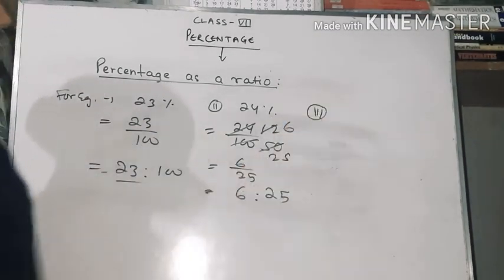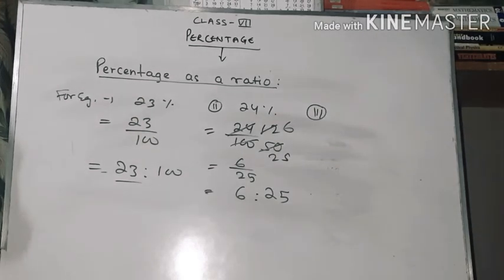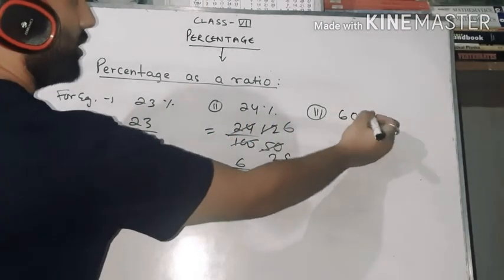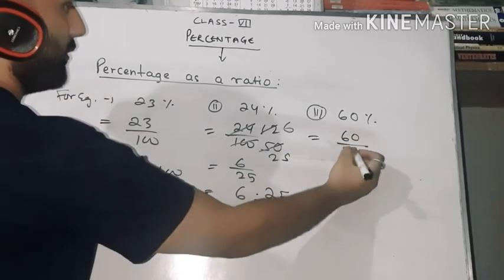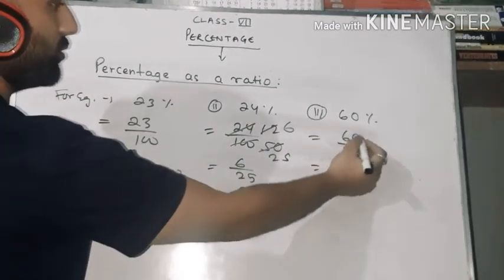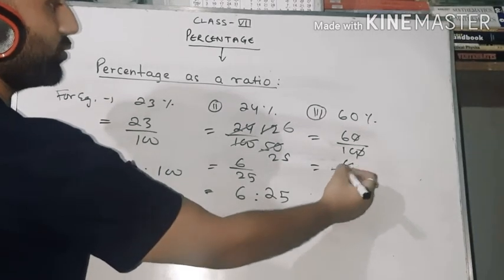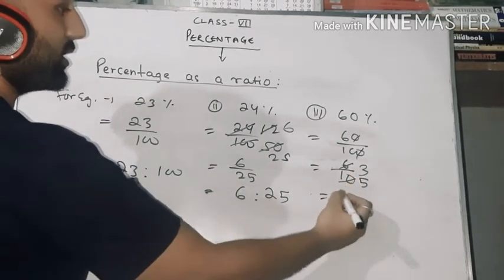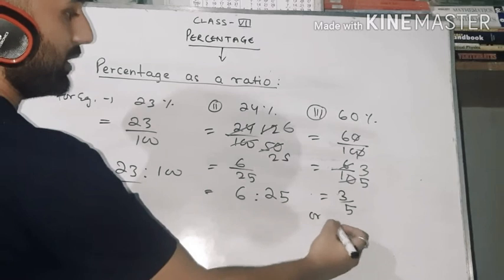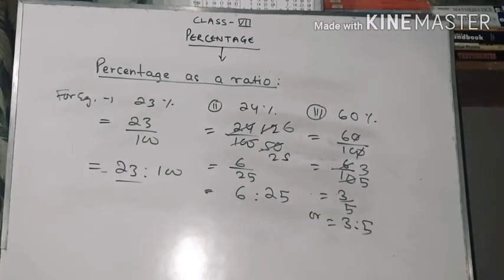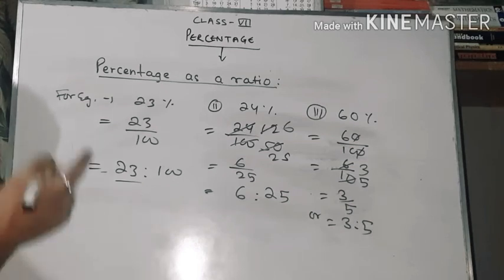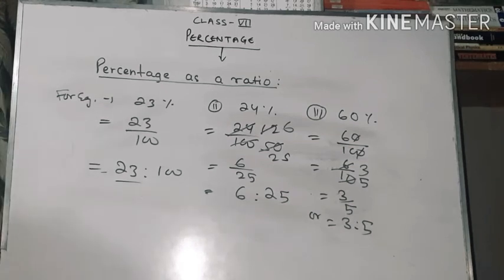Let's see one more example. Suppose we have 60%. It means I got 60 out of 100. So here the 0 and 0 got cut, and 6 by 10 is left. 2 3s are 6, 2 5s are 10. So it's 3 by 5, or we can write 3 is to 5. So this is how we convert percentage to a ratio. This is our third topic, I guess, right?